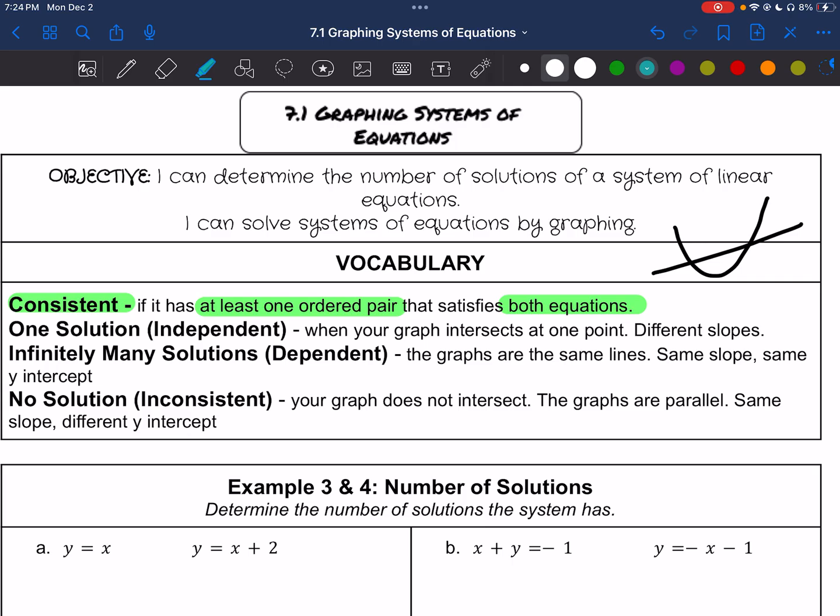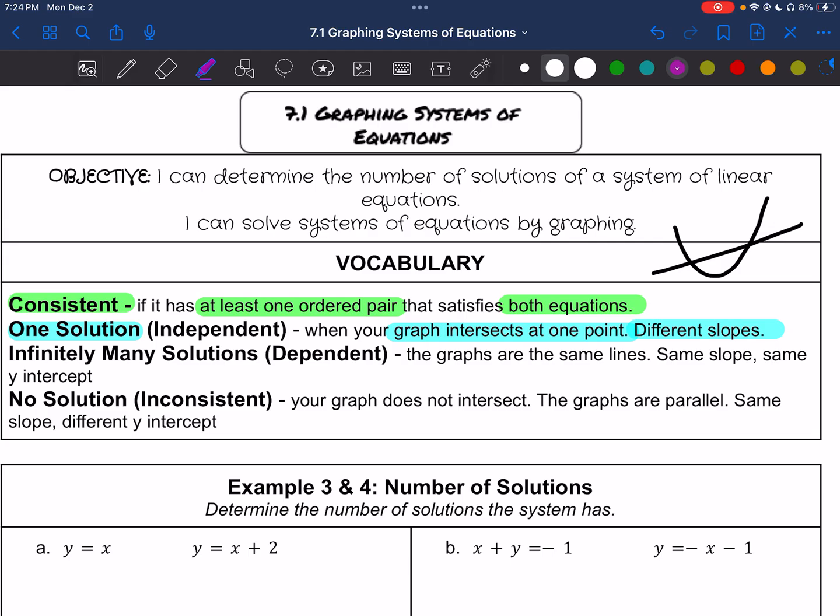Now, the most common thing that we have seen in this unit so far is one solution. And you can refer to these as being independent. It's when your graph intersects at one point. And the key here is you have different slopes. So if you have two equations that have two different slopes, they will intersect at one point. It might not be a clean point, it might not always be a point on the graph, but they will always intersect at a point.